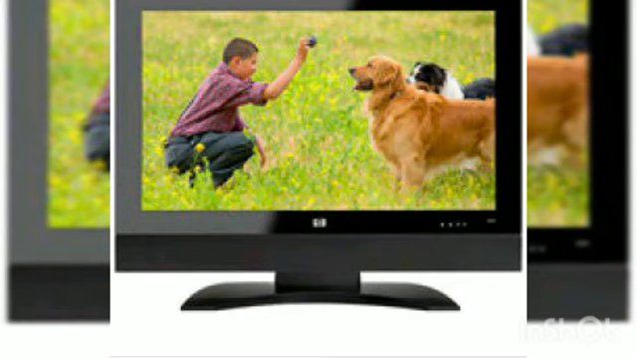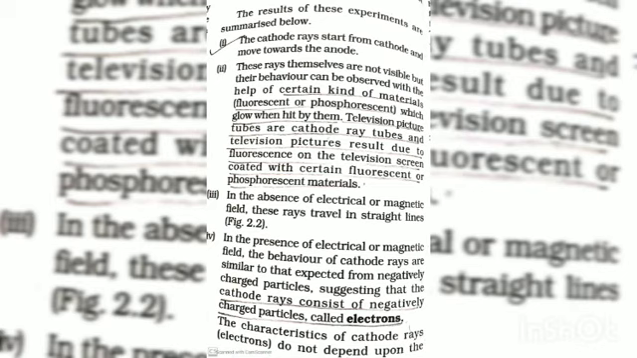So what was the third observation of this experiment? That in the presence of electrical or magnetic field, the behavior of cathode rays are similar to that expected from the negatively charged particles. Okay, suggesting that cathode rays consist of negatively charged particles called electrons. ठीक है, इससे हमें पता चल गया कि कैथोड रेज में नेगेटिवली चार्ज पार्टिकल्स हैं जिनको क्या कहा गया, इलेक्ट्रॉन्स.